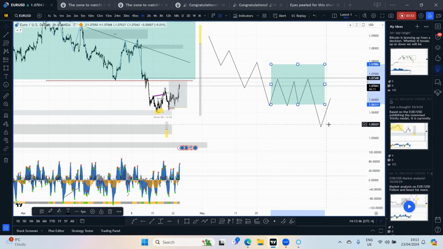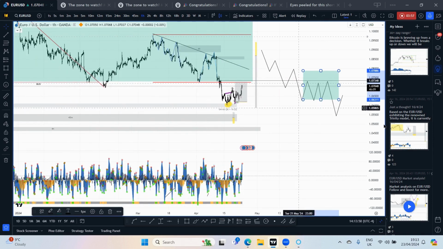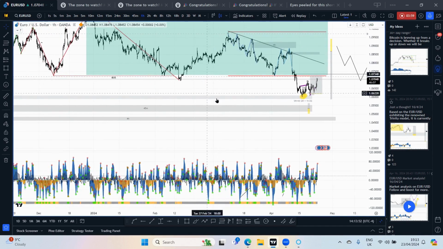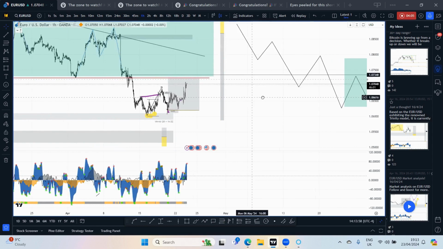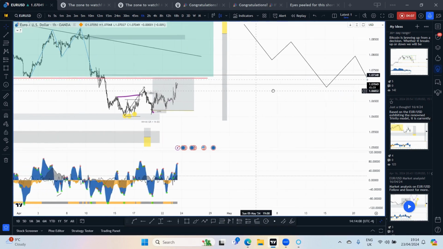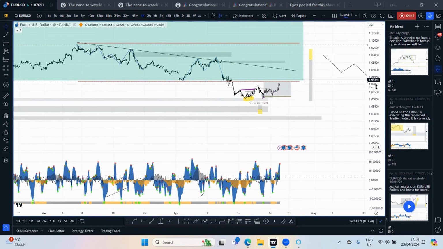So what we did in this channel is we caught that pullback. We said that pullback was going to commence from this zone number 1 that was given well in advance. Congratulations to anyone who capitalized on that one. Make sure you are managing your trades effectively. Make sure you've de-risked that one, and don't be greedy. This is just a pullback. It's not going to last forever.